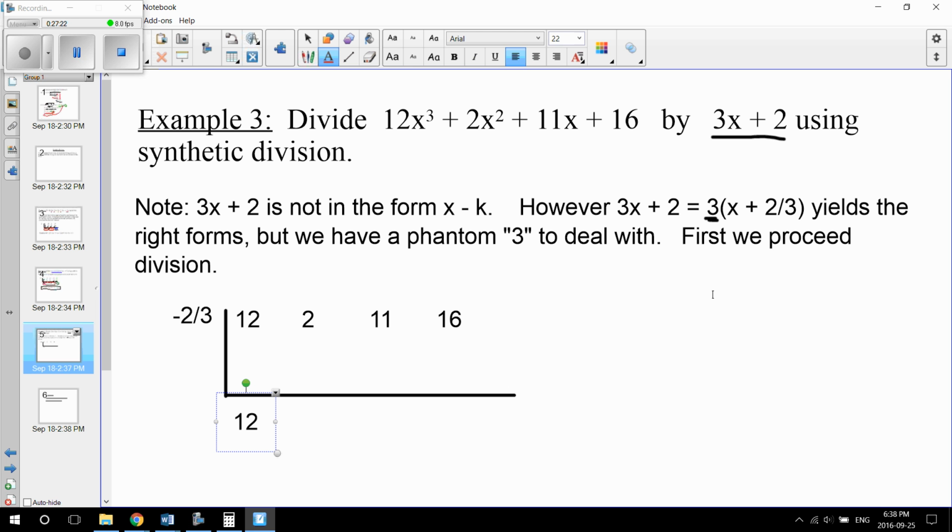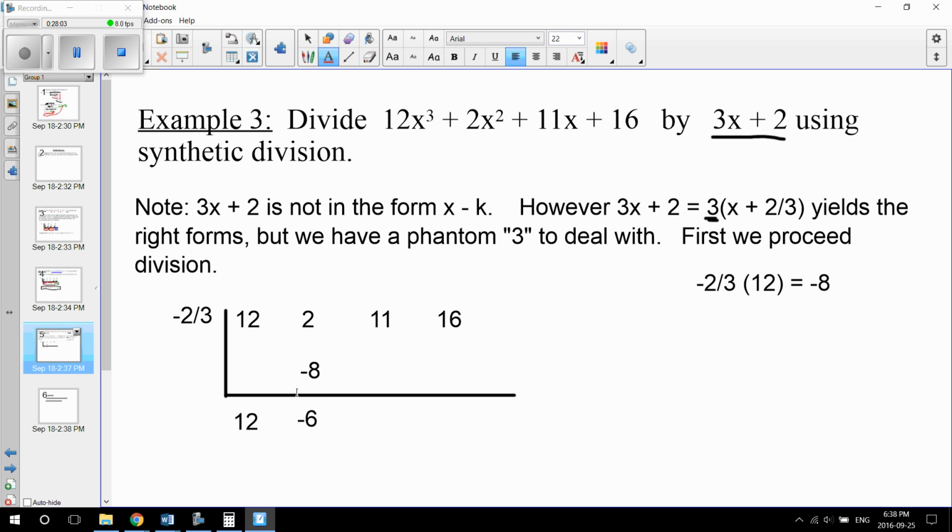Remember, when you're multiplying fractions, negative 2 over 3 times 12. We can think of that as 2 times 12 is 24, and then divide by the 3, which is, in this case, a negative 8. Or you can think of it as 12 divided by 3 is 4, and then we have 4 times the negative 2, which gives us the negative 8. But either way, that negative 8 goes in the next column. We add that up, 2 plus a negative 8, which leaves us with a negative 6.